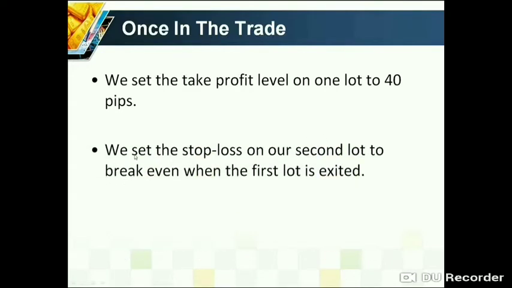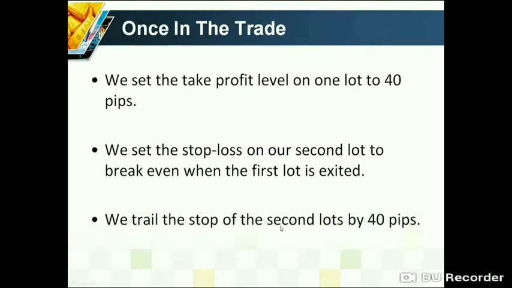And we set our stop loss on our second lot to break even when the first lot is exited. So in other words, we're entering with 2 lots. Once the first lot has a 40 pip profit, we take that lot out of the trade, and at that point we move the stop loss for the second lot. We leave it in the trade. We move the stop loss to the break even point, and we trail the stop of the second lot by 40 pips.